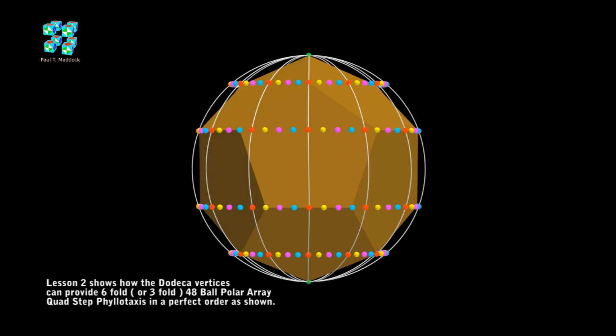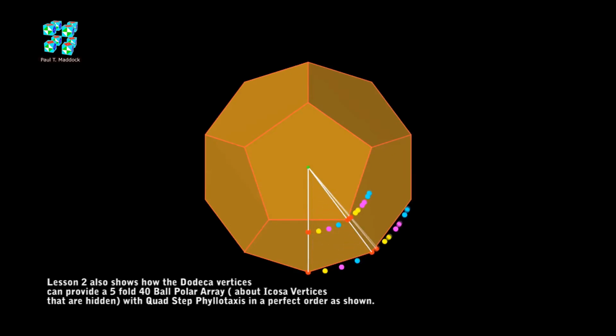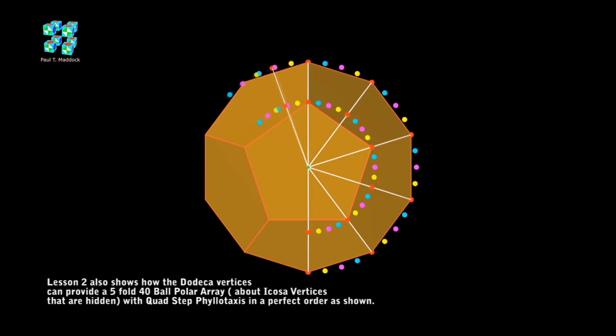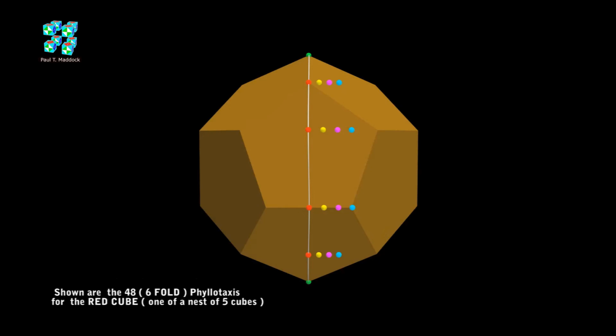Now if we take a look at the face of the dodeca, we can also make an array around the face of the dodeca. Now this array works around the vector of the icosa, and the icosa provides 12 vectors. I'm not showing the icosa at the moment, but you can see that this fits perfectly into a 40 ball array, and this gives us 10 segments, very much like an orange. Now we'll go back to the 48 ball array.